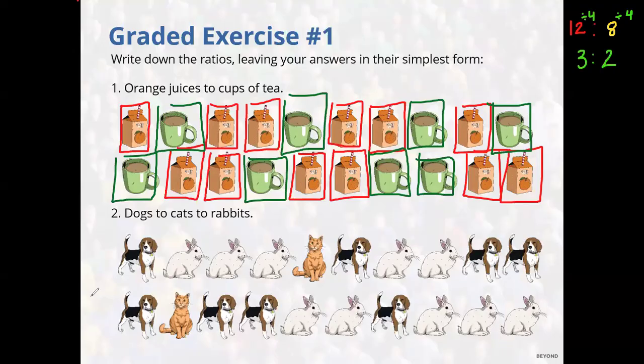Good stuff. All right, so dogs to cats to rabbits. There's like 3 of them. So how did y'all do it? What did y'all have? I divided by 2 for each of them. Okay, so what is the original statement? It was 8 to 2 to 10. Okay, 8 to 2 to 10, yeah. 8, 2, and 10. All right, no problem.